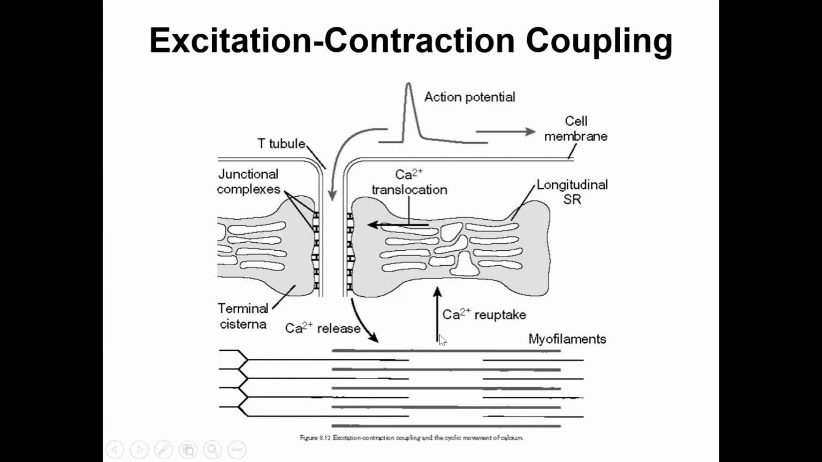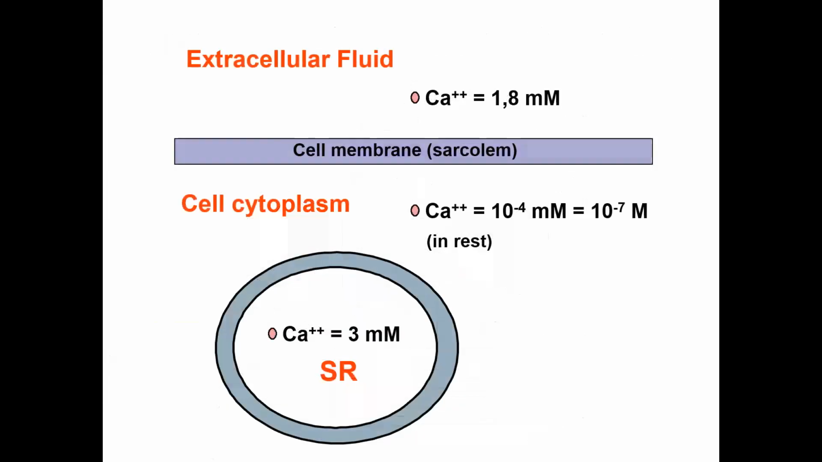Okay, and then after calcium is released, actin and myosin can bind with each other, and the contraction begins. Now we go forward step by step. The first step is action potential, you know. The second is calcium release. Where does the calcium come from and where will it be released?